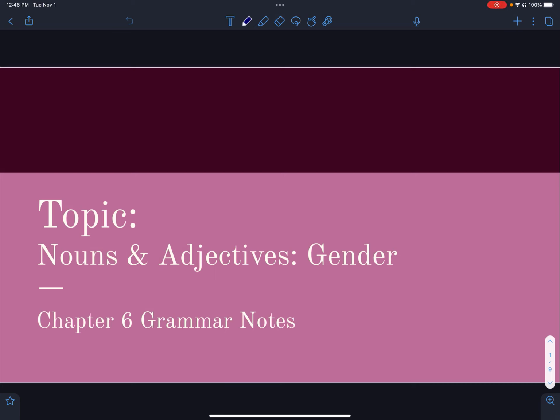All right, so today we're going to talk about nouns and adjectives with respect to gender. Now, when I say gender, what do I mean? If I were to say that in the modern context, what is gender? What does that refer to? Hands, don't just shout out.